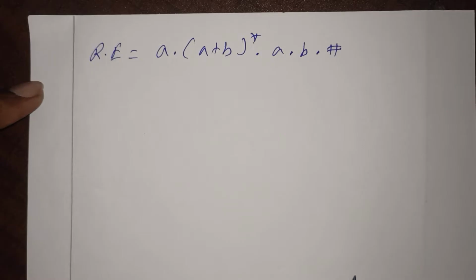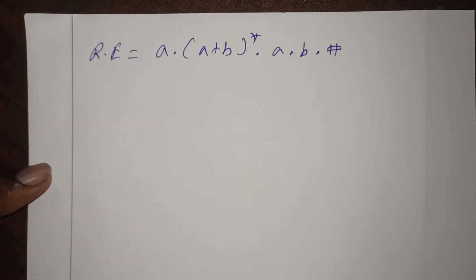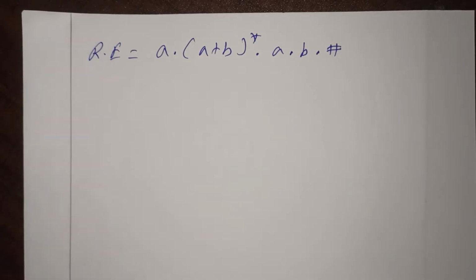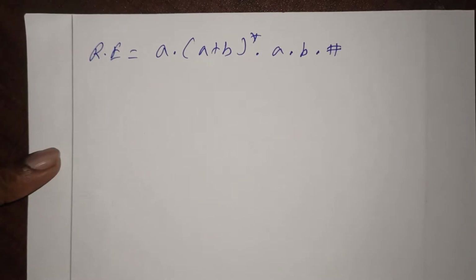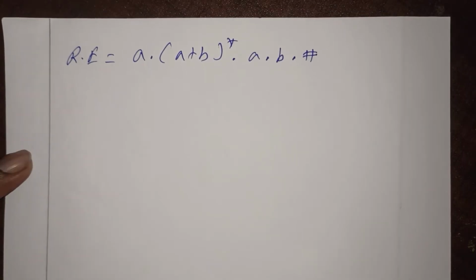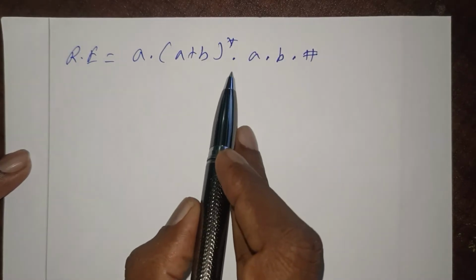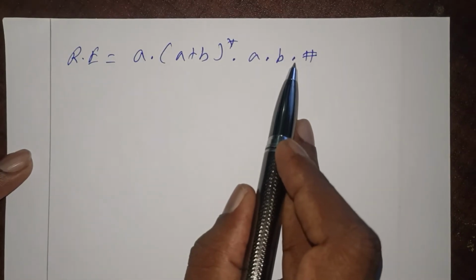This video is going to be a continuous video. In the previous video I was explaining how this direct method can be done based on the procedure of nullable, first and last position. Here we are going to see one example. The regular expression is a dot open bracket a plus b the whole closure dot a dot b dot hash.